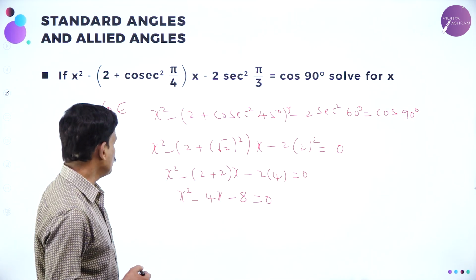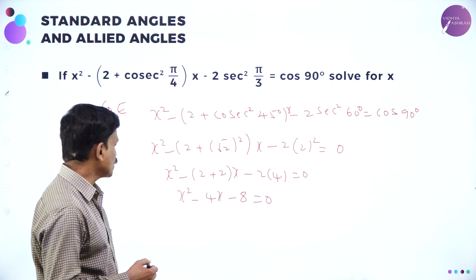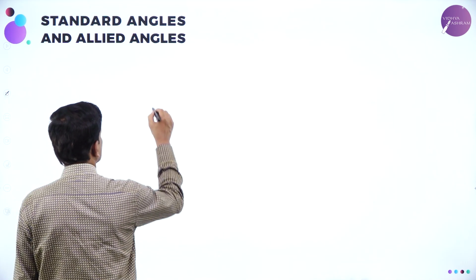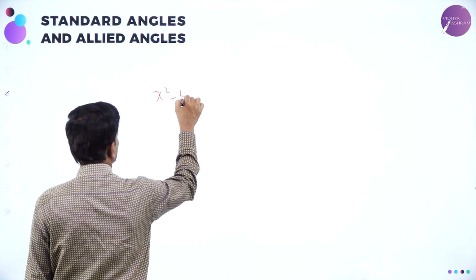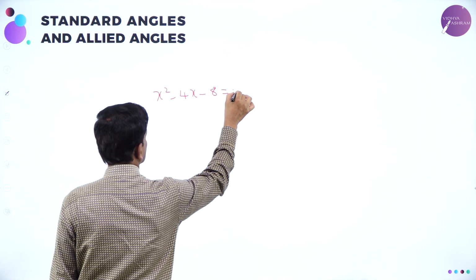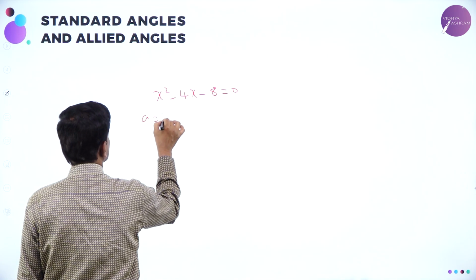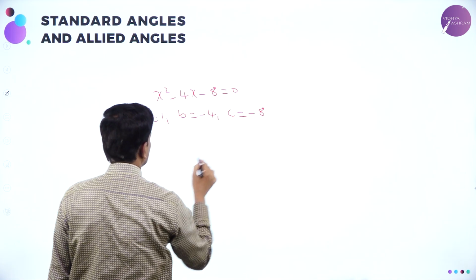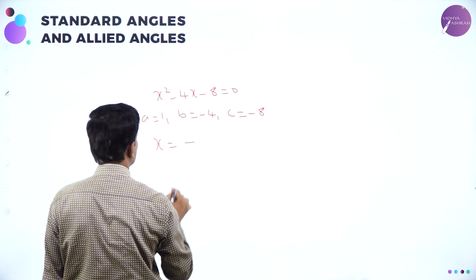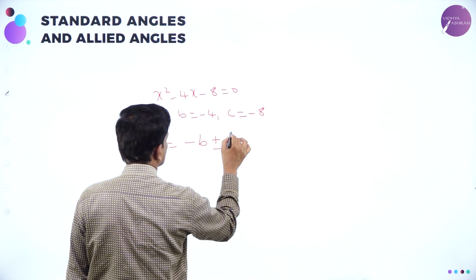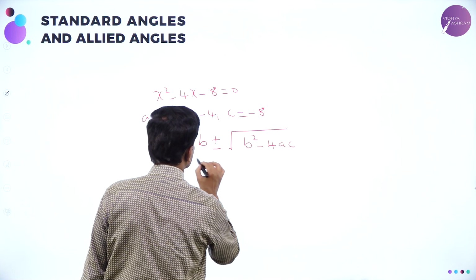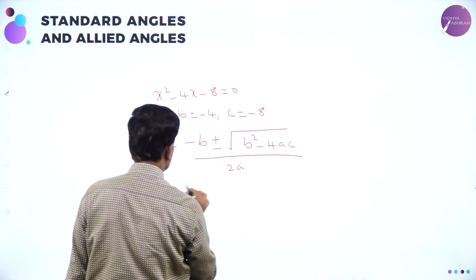Okay. If it is possible to factorize, but you cannot factorize this. This can be solved using the formula method. Now I will go to the next page, that is x square minus 4x minus 8 is equal to 0. Here a is equal to 1, b is equal to minus 4, c is equal to minus 8. This can be solved using the formula x is equal to minus b plus or minus root of b square minus 4ac divided by 2 times a.